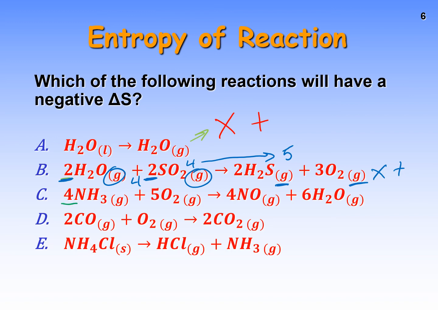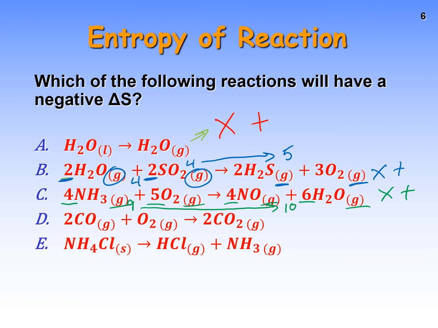We have 4 plus 5 here. This is 9 things on the left side and 10 things on the right side. Again, this is more disorder, definitely positive. And they're all gases too. That's something we do want to look for.